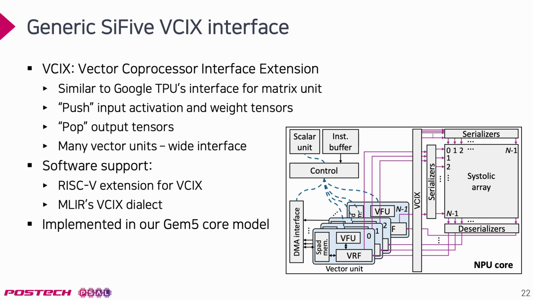On the right, you can see the systolic array, and they are connected to the vector units through VX, as well as the serializers and deserializers. The push instruction takes the data from the vector register file and provides it to the systolic array through the serializers. This is used for providing input activation tiles and the weight tiles. And the outputs are taken by the vector unit using the pop instructions. A pop instruction takes data from the systolic array and the deserializer to the vector unit.